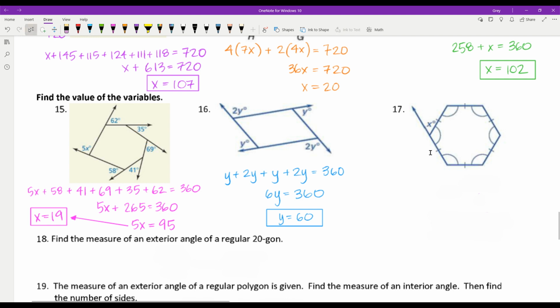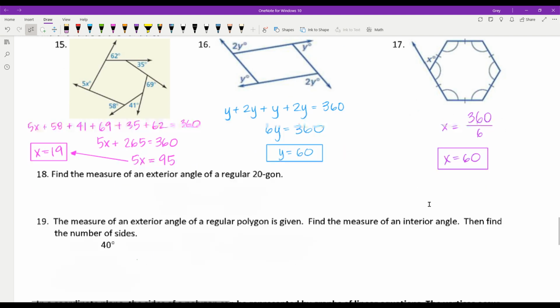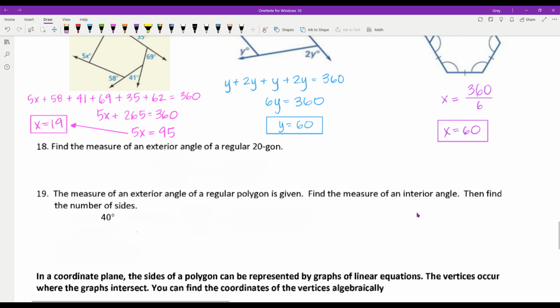Number 17. They're only showing me one angle here, but they're telling me that all the sides are the same. So how many do I have? 1, 2, 3, 4, 5, 6. So I'm just going to take x equal to 360 divided by 6. So x is equal to 60. All right. Find the measures of each exterior angle of a regular 20-gon. That's just like this one. So I'm just going to take 360 divided by 20, and I'm going to get 18 degrees.